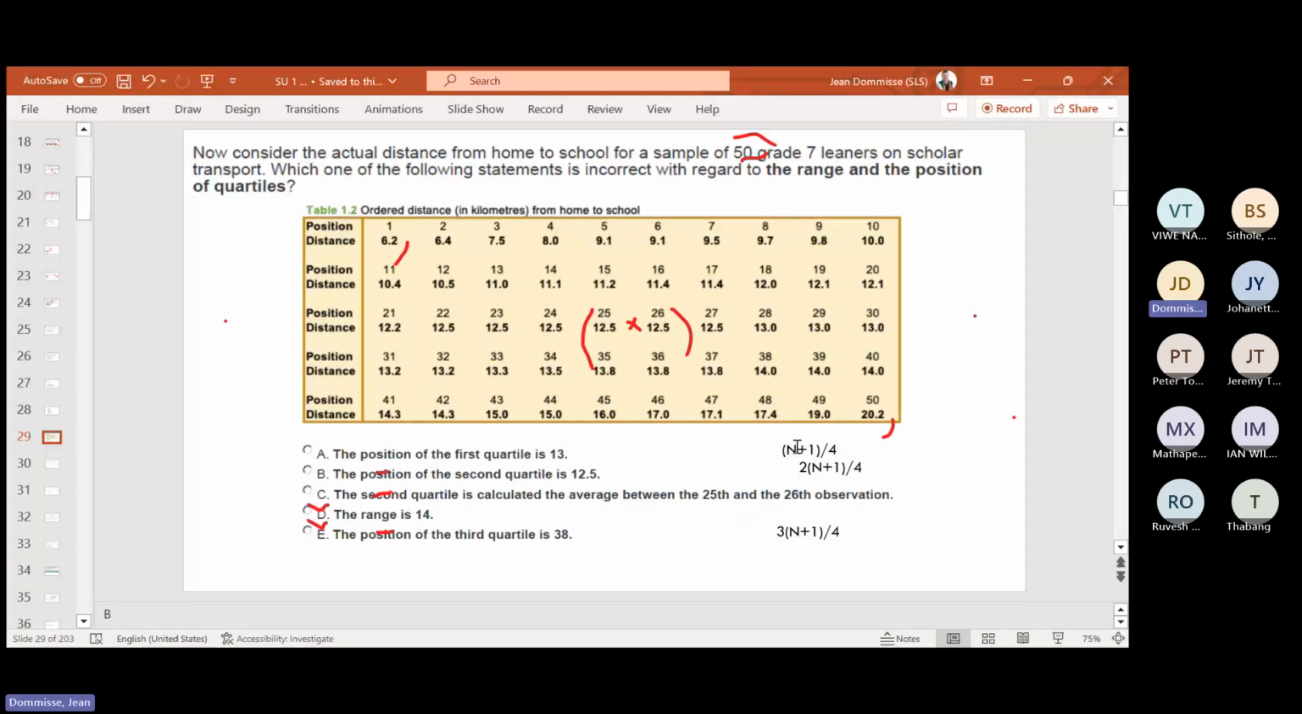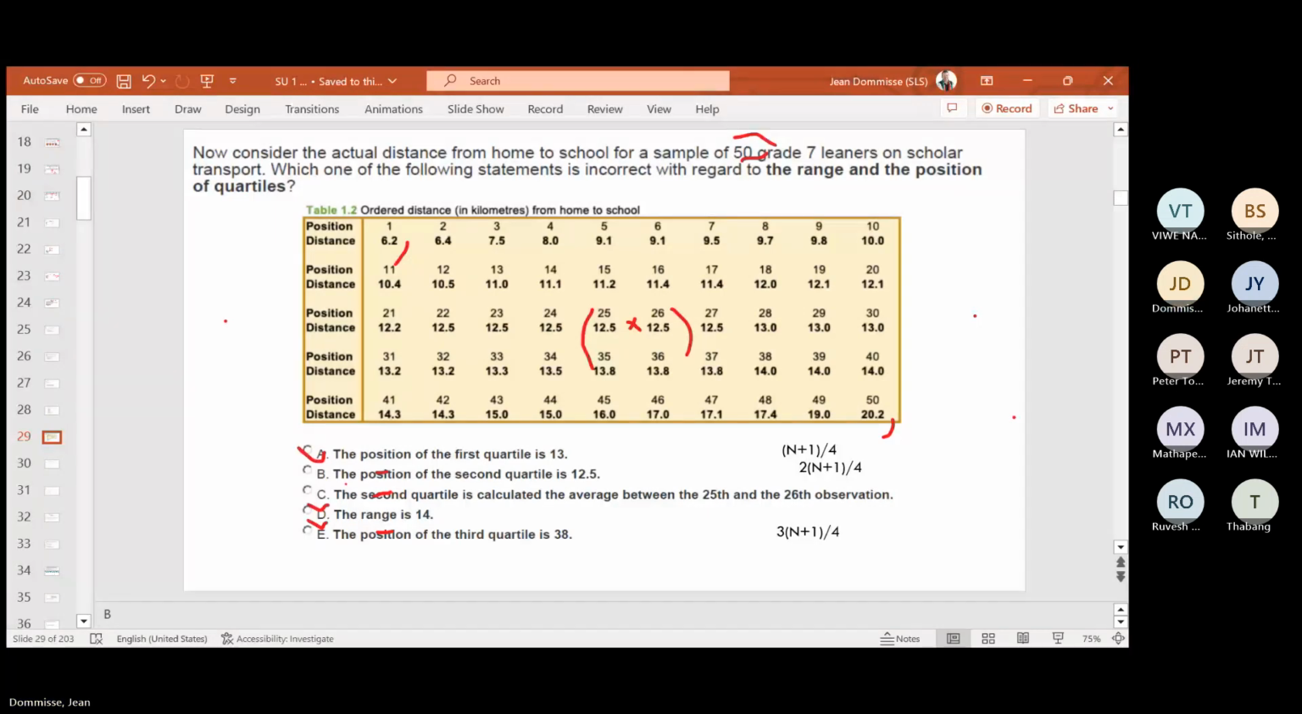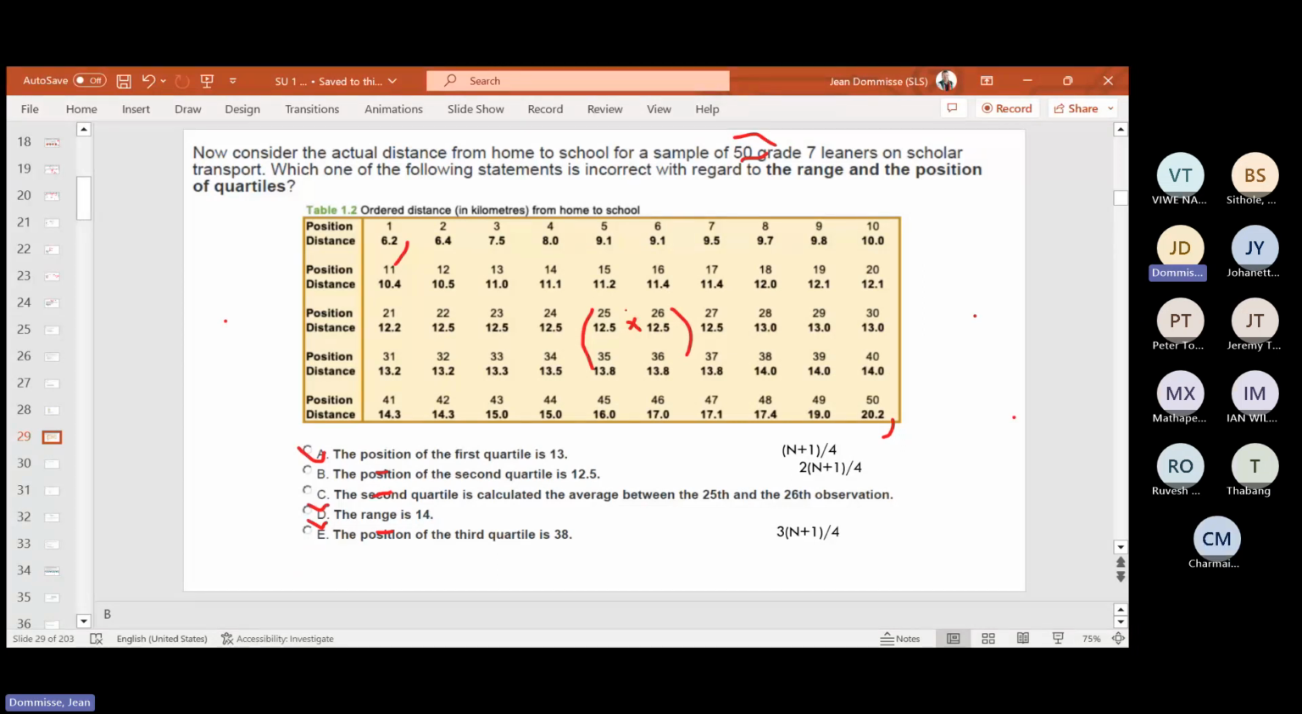If we do that with the first one, 50 plus 1 gives you 51. 51 divided by 4 will give you that first position. The position of the second quartile, remember again, is the median, so it's actually between 25 and 26.